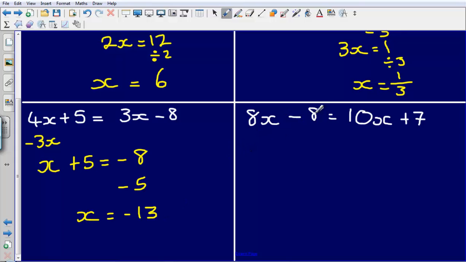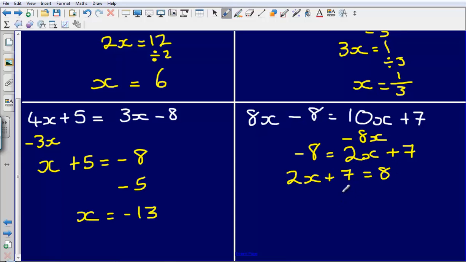Next one is 8x minus 8 is equal to 10x plus 7. So again, I'm going to subtract the smaller x away from the larger x. So this leaves me with minus 8 is equal to 10x minus 8x, which is 2x, add 7. Now again, do not get confused when you see this. This situation here is exactly the same as that. It makes no difference what way round the numbers are.